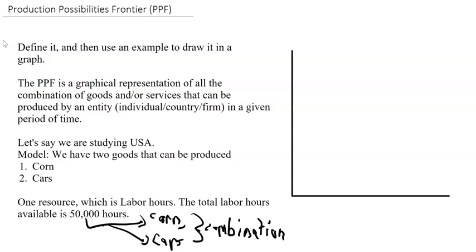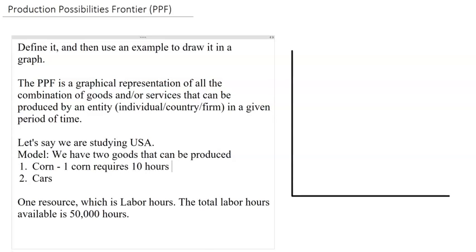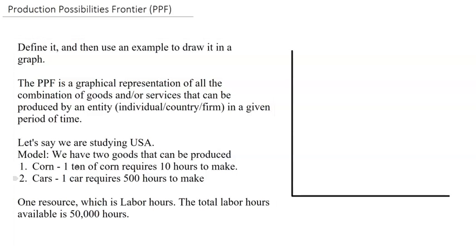Now, we need to figure out how these hours are converted to corn and/or cars. For that, we need what we would call technology. Let's say that 1 ton of corn requires 10 hours to make, and one car requires 500 hours to make. So we have these two technologies available, and we are going to use them to produce corn or cars, or some combination of corn and cars, using all these 50,000 hours.